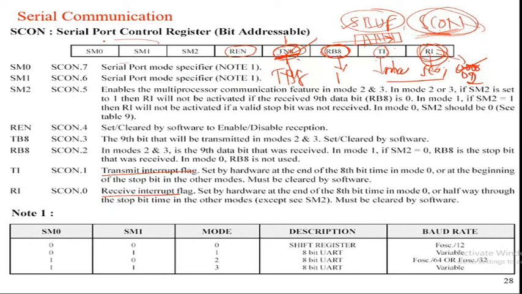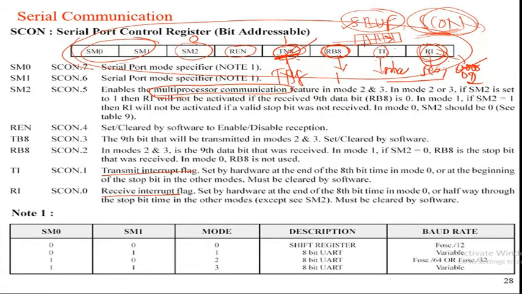Now the mode of serial communication is defined with SM0 and SM1. SM2 is for multi-processor communication. In the 8051 processor there is no multi-processor, we are using only one processor, so the SM2 bit is always equal to 0. This SCON format is defined for all the microcontrollers, but in the 8051 microcontroller SM2 is always equal to 0.